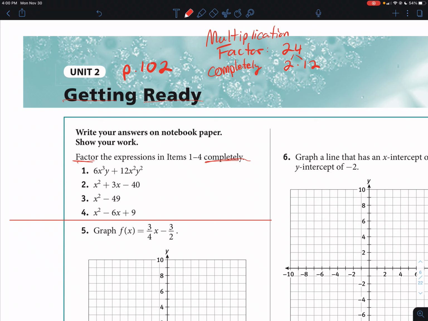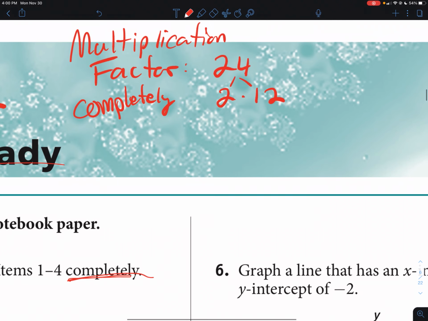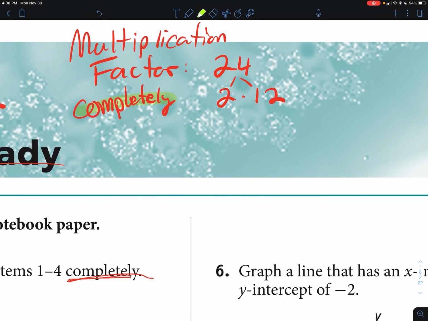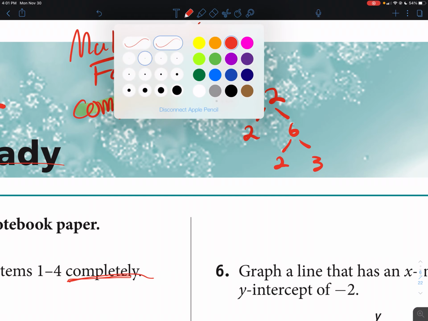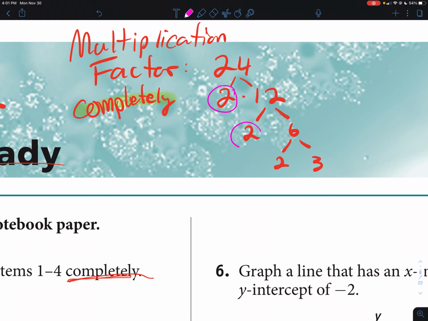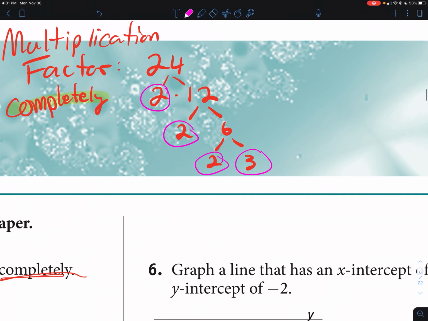So basically, we're making a factor tree. 24 is 2 times 12. But in order to factor it completely, I need to keep going. I can break down 12 into 2 times 6, and then 6 into 2 times 3. And I know I'm done when all the numbers at the end of the branches are prime, meaning they can only be broken down into itself times 1. 1 is not considered a useful factor. So the factors of 24: 2 times 2 times 2 times 3.